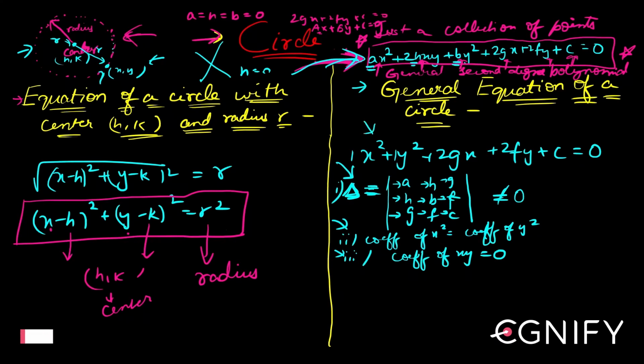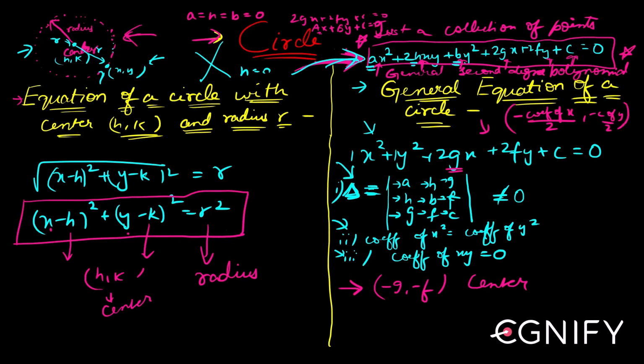So looking at this equation, what all can we say? Let's look at that. I won't be deriving, but I would be stating the results. If you look at this equation, then the center of the circle can be straight away given by minus g comma minus f. This is your center. Remember, for this to be the center, if your coefficient of x is 2g, then minus g is the center, right? So I can also say coefficient of x, minus of that divided by 2, minus coefficient of y by 2, can be your center. That is what it indirectly means.